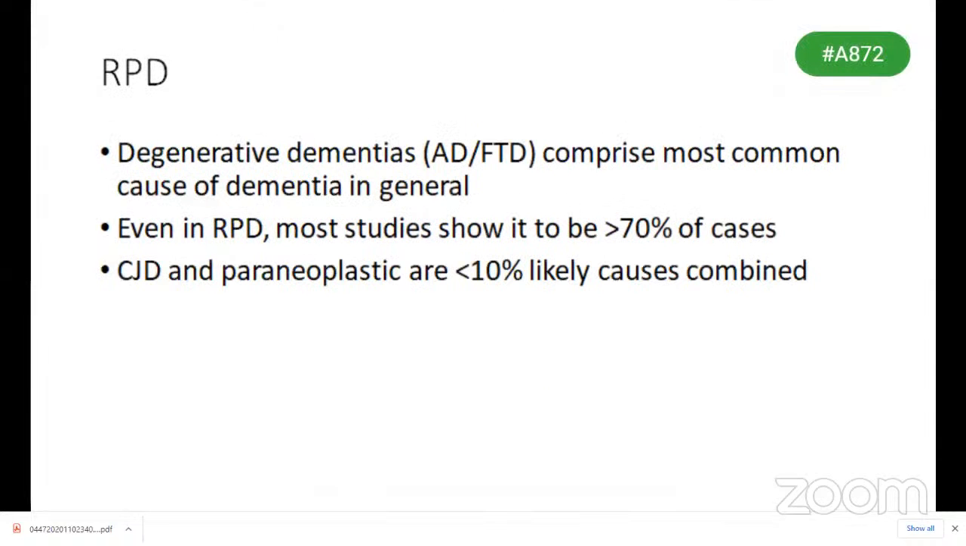We know that degenerative dementias is the most common cause of dementia in general, but even in rapidly progressive dementia, most studies show that it is seen in more than 70% of the cases of rapidly progressive dementia. CJD and paraneoplastic are less than 10% of combined causes of rapidly progressive dementia, and autoimmune would be about 10 to 15% of cases. So the commonest condition which would cause rapidly progressive dementia is still the degenerative dementias.